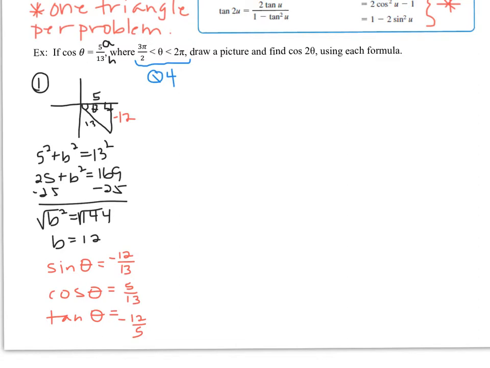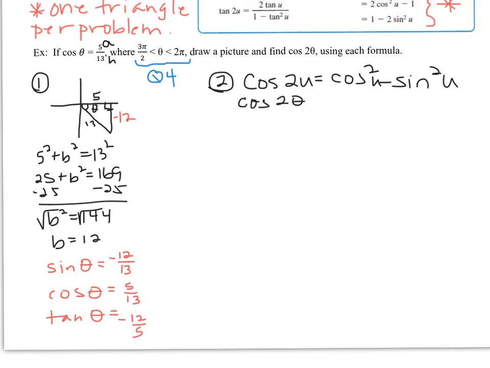It says find cosine 2 theta using each of the formulas. So if we think about our step 2, I'm just going to write out cosine 2u, that's our double angle formula, and I'm going to start with the first one, cosine squared u minus sine squared u. Instead of u, we have theta, so I'm just going to substitute that in its place. Cosine 2 theta equals cosine squared theta minus sine squared theta. That's kind of messy. Sorry about that, you guys.